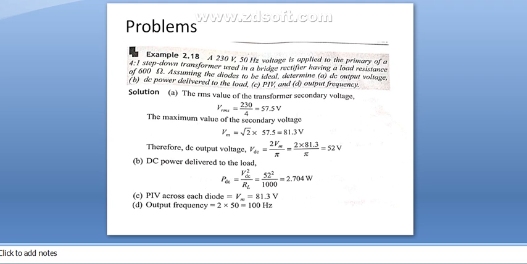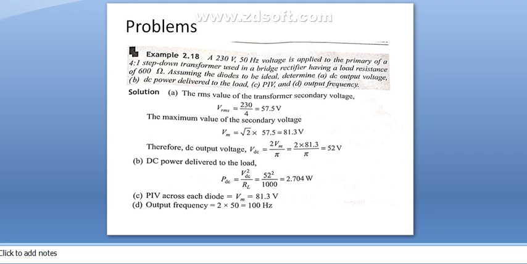So here in the bridge rectifier, calculate the DC power delivered to the load, the DC output voltage, peak inverse voltage, and the output frequency. The given values are: the step down transformer transfer ratio 4:1, a 230 volts 50 Hz voltage is applied to the primary of the transformer, and the load resistance is 600 ohms.